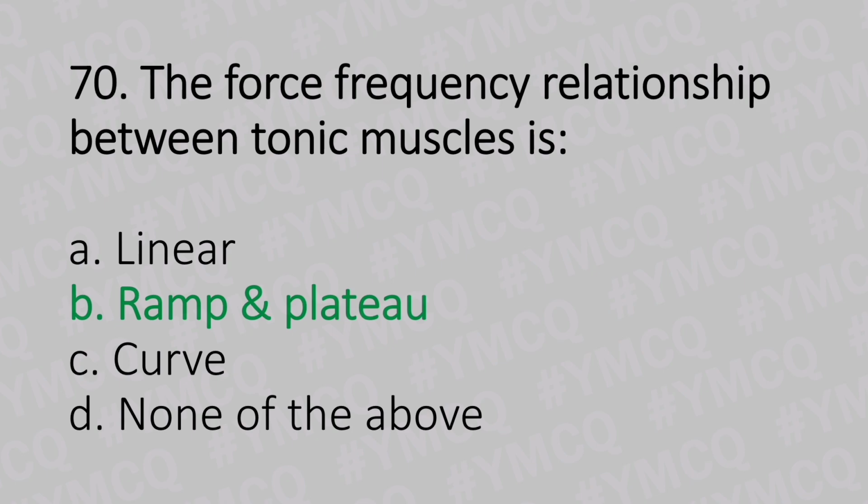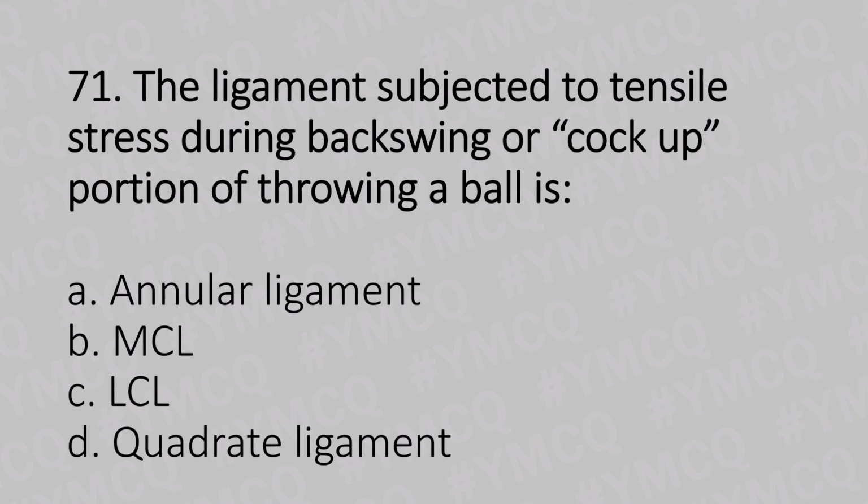Moving to our 71st question. The ligament subjected to the tensile stress during the backswing or the cock-up position of throwing a ball is: option A, annular ligament; option B, MCL, medial collateral ligament; option C, lateral collateral ligament or LCL; option D, quadrate ligament. And the answer is option B, MCL or medial collateral ligament.